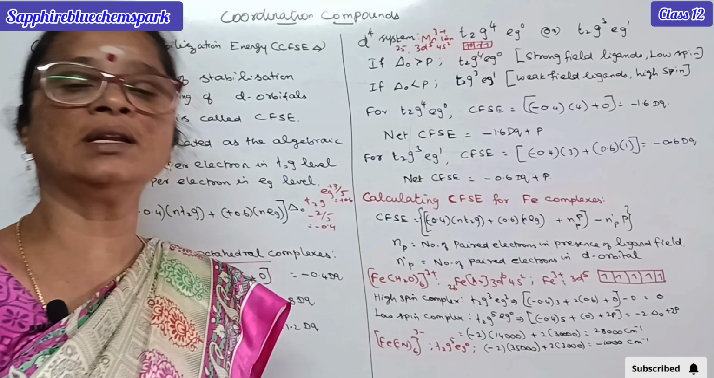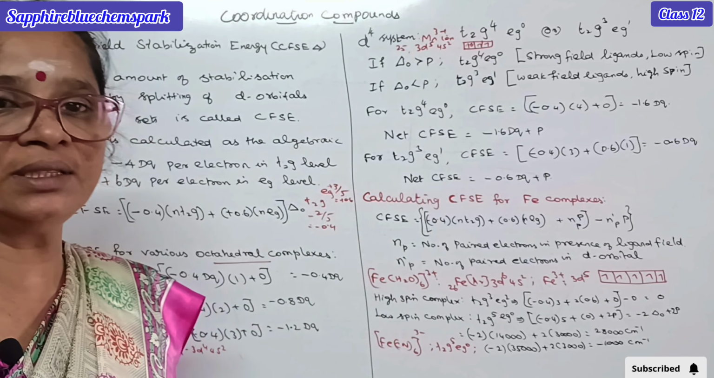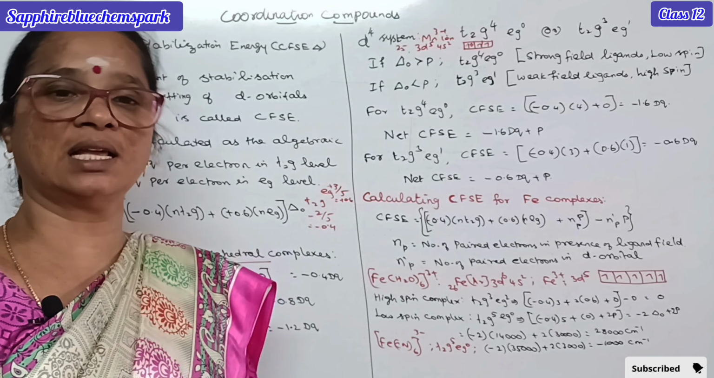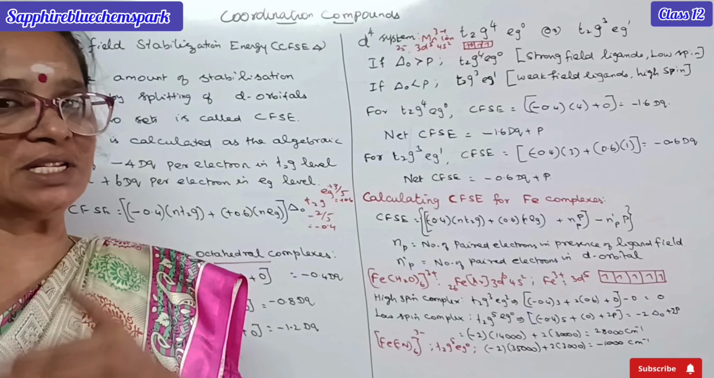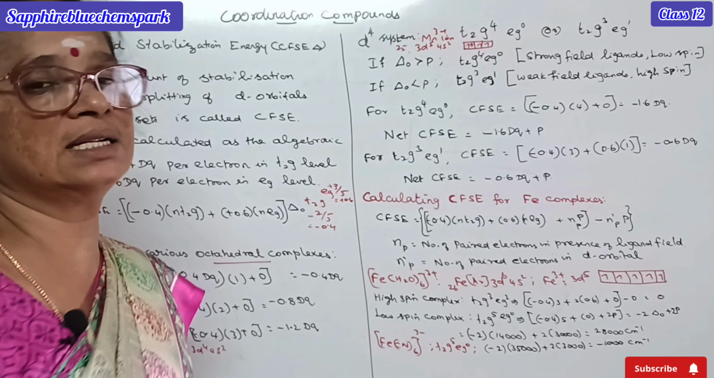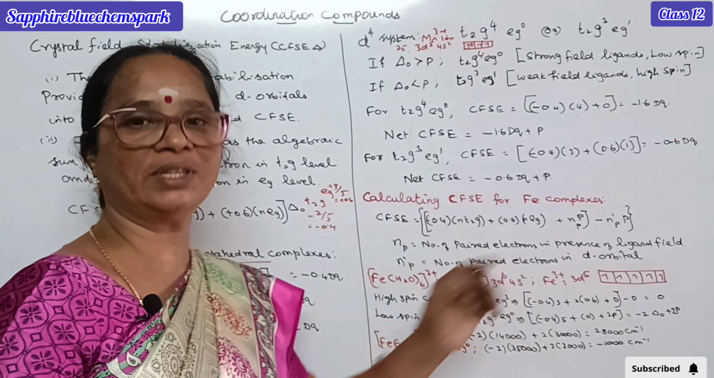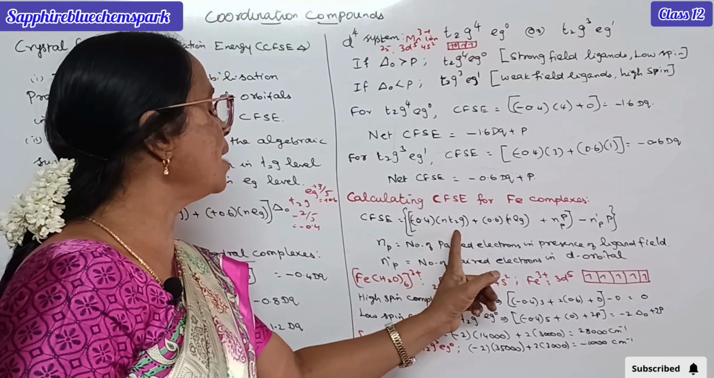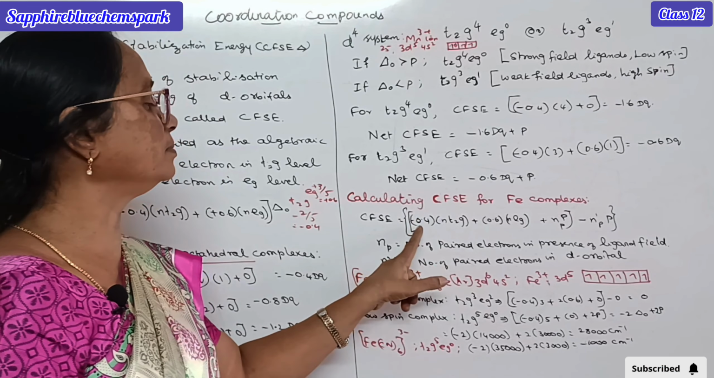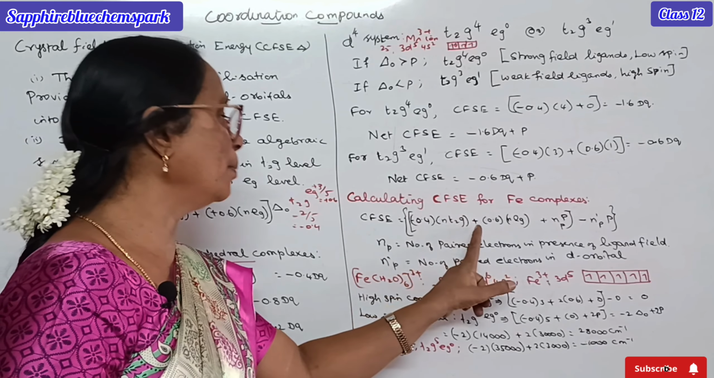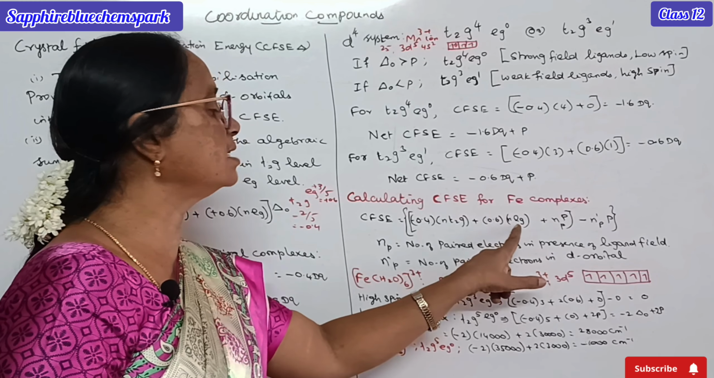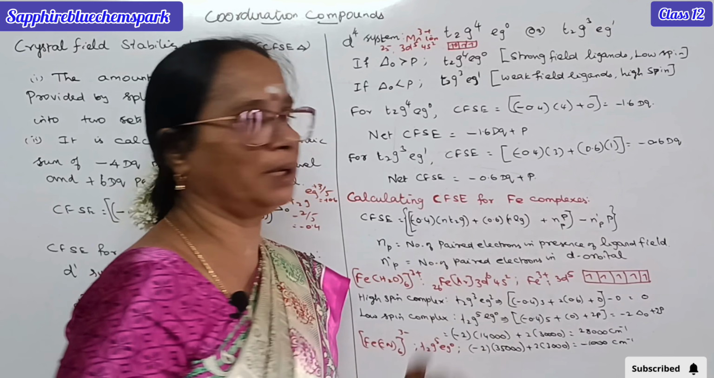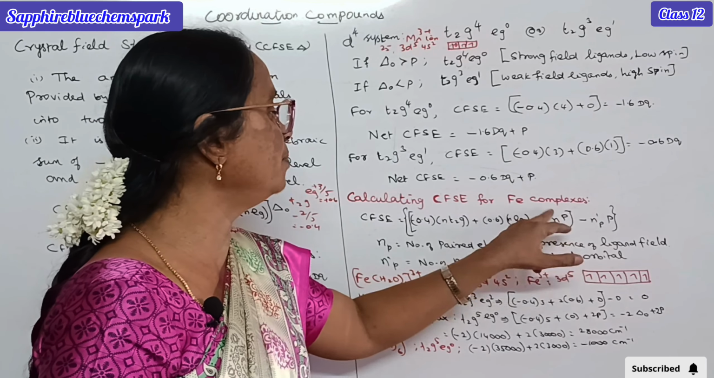Let us find the calculation of CFSE for complexes where the d orbital has more than 3 electrons. When it has more than 3 electrons, we may find pairing of electrons in the lower energy state itself. So how does pairing take place in the lower energy state? There we consider the pairing energy along with CFSE. CFSE is given by the number of electrons in the t2g orbital times minus 0.4, plus 0.6 times the number of electrons in the eg orbital, plus n of P.